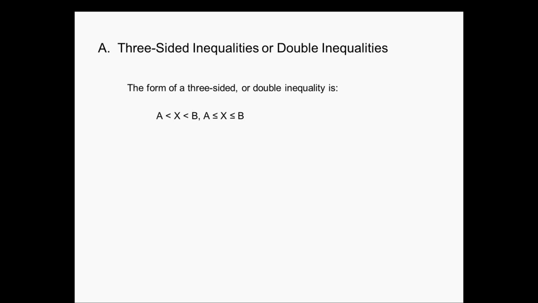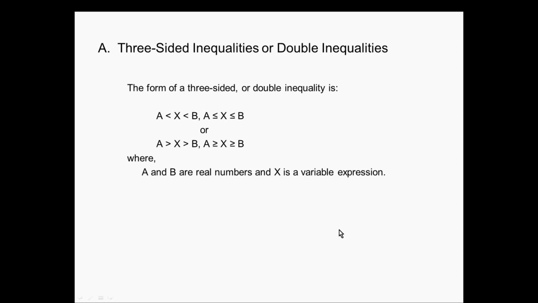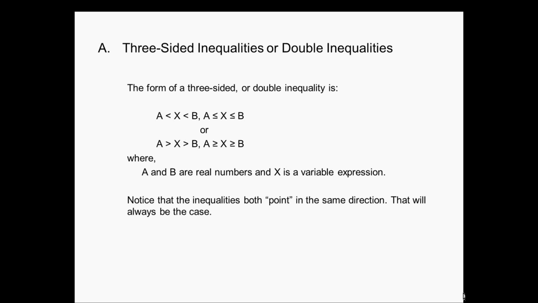Capital A is less than capital X is less than capital B, or you could change them to less than or equal to, or you could change the direction. Where A and B are real numbers and capital X is a variable expression, like 3x minus 12 or something. Notice that both inequalities point in the same direction. They're both pointing to the left, or both pointing to the right. That will always be the case. So that means if you multiply or divide by a negative number, both inequalities will change direction.